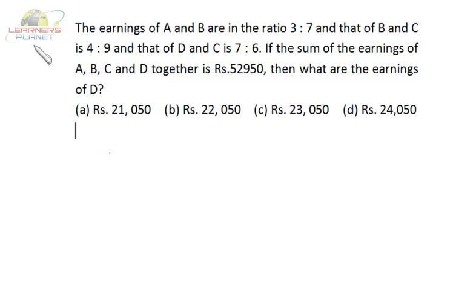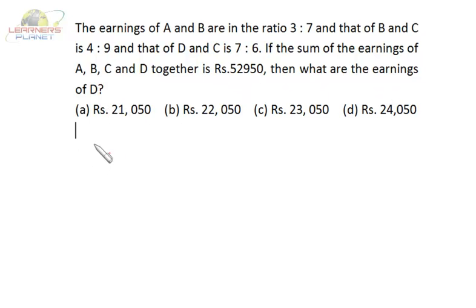Now let's see this problem. The earnings of A and B are in the ratio 3:7, B and C 4:9, and that of D and C is 7:6. If the sum of the earnings of A, B, C, D together is 52950, then we have to find the earnings of D.